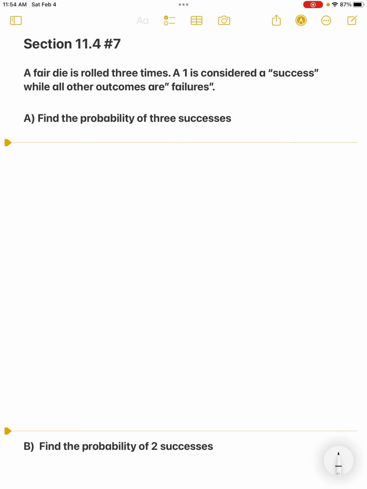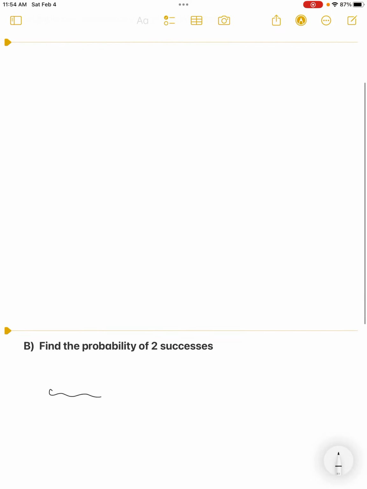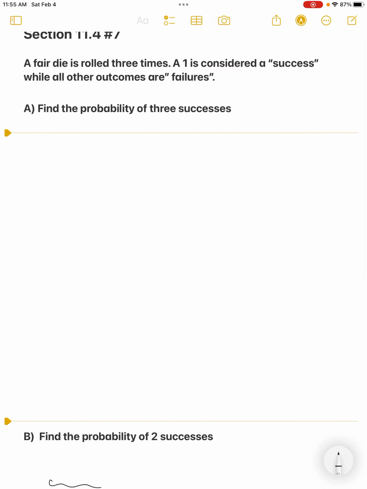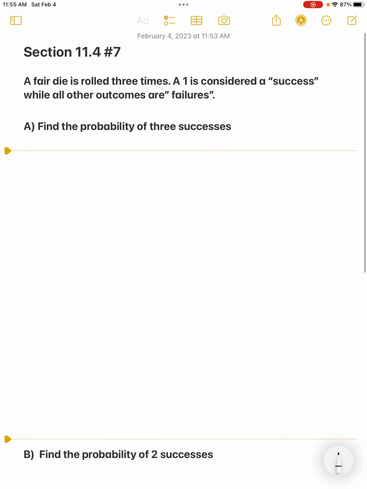And the advice is really don't run it as a decimal. Keep everything as fractions. So let's go through this example that is of this type. They have a fair die that's rolled 3 times. A 1 is considered a success while all other outcomes are failures. Find the probability of 3 successes. So we'll do this a couple of times because I have a part B down here where we have a probability of 2 successes. So for 3 successes, no problem.